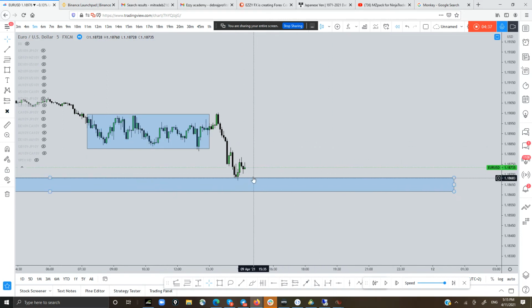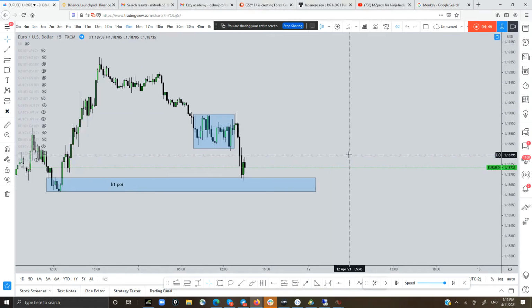you'll also see that there is a structure break in lower time frame, maybe M2, M3, M4. But if you don't want to go with structure break, then we have another option, which is order flow.